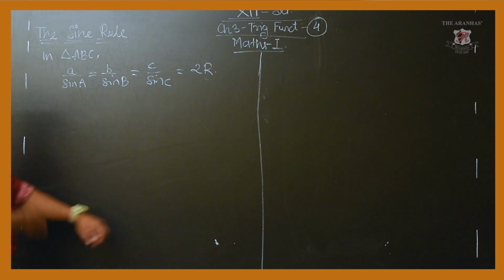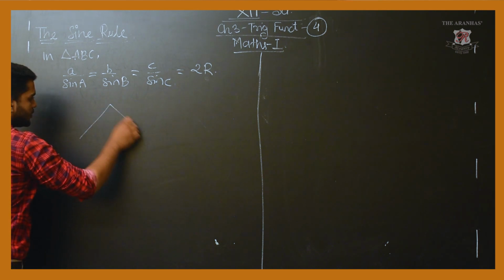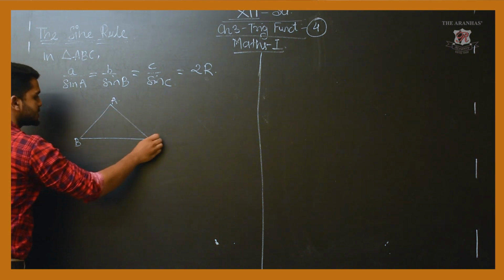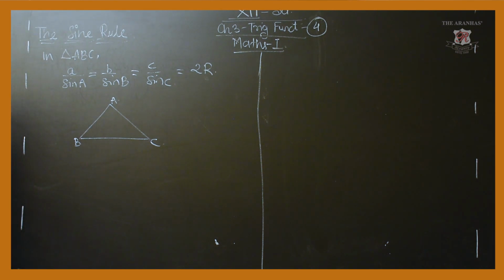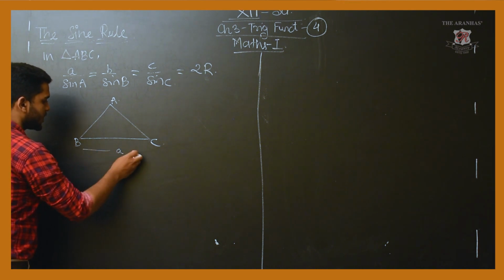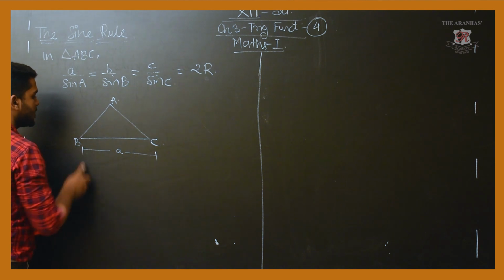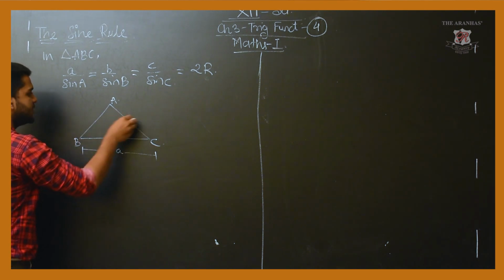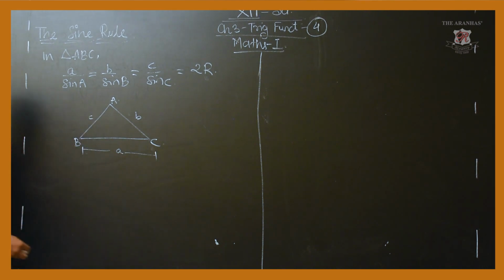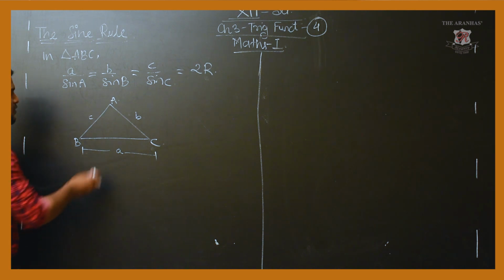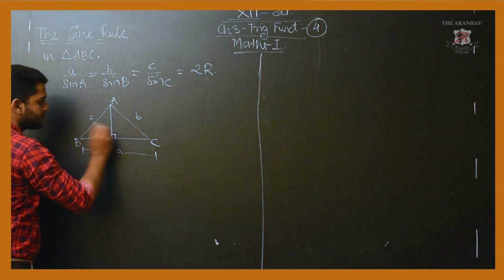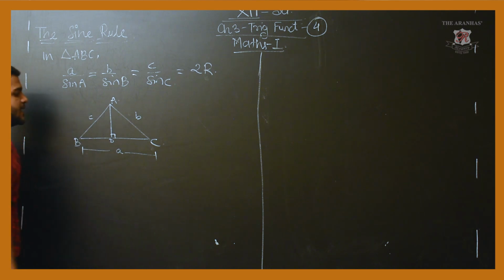First of all, we will have to construct a triangle with the name ABC. Now we all know the side opposite to angle A is denoted by small a, which means the length of this side is small a. The length of the side opposite to angle B is small b, and the side opposite to angle C is small c. Now there is a small construction over here. We will have to draw a perpendicular from A towards BC. Let's give the name as AD.